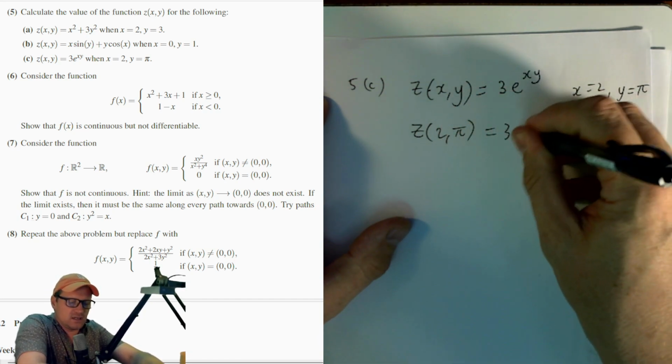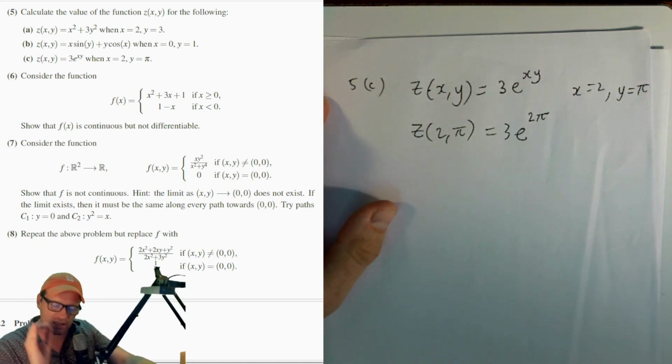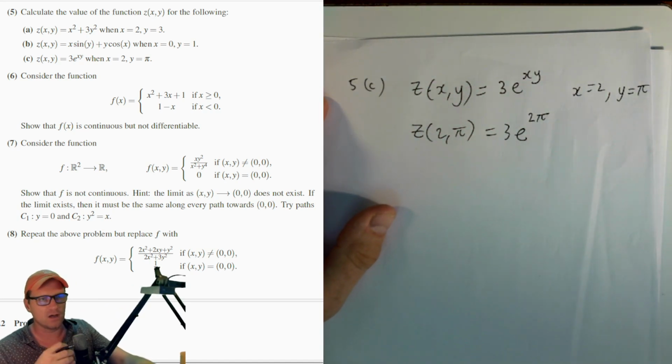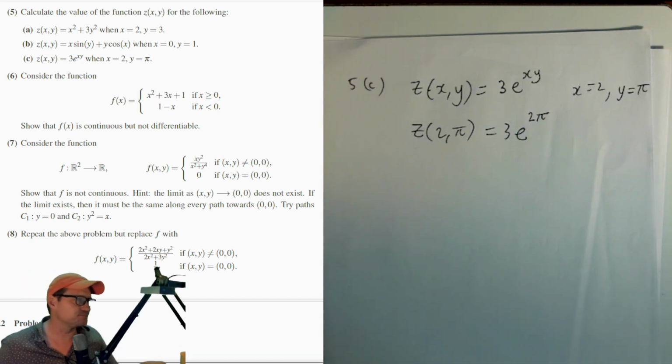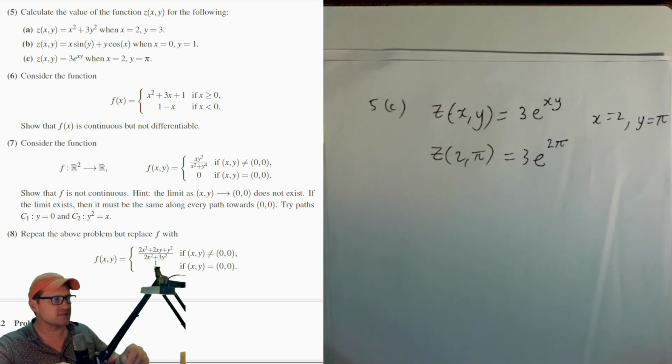So that's 3e to the power of 2 pi. And we'll just leave it like that. Otherwise, we could simplify this as a decimal expansion. Okay, but let's leave it. All right, question 6.